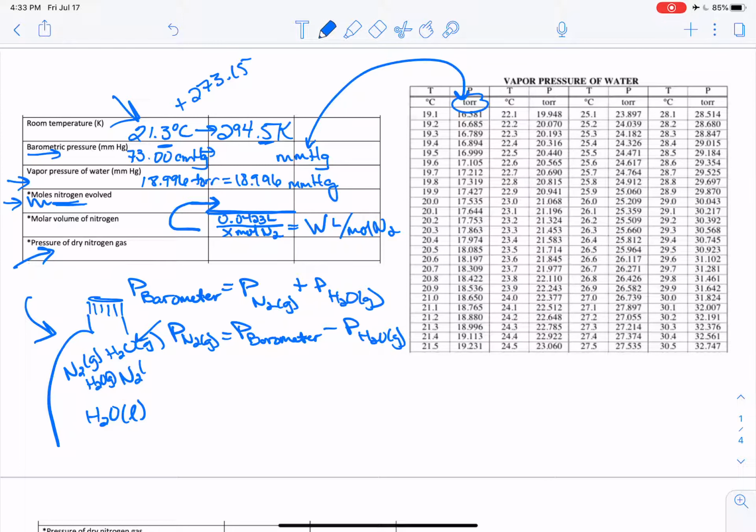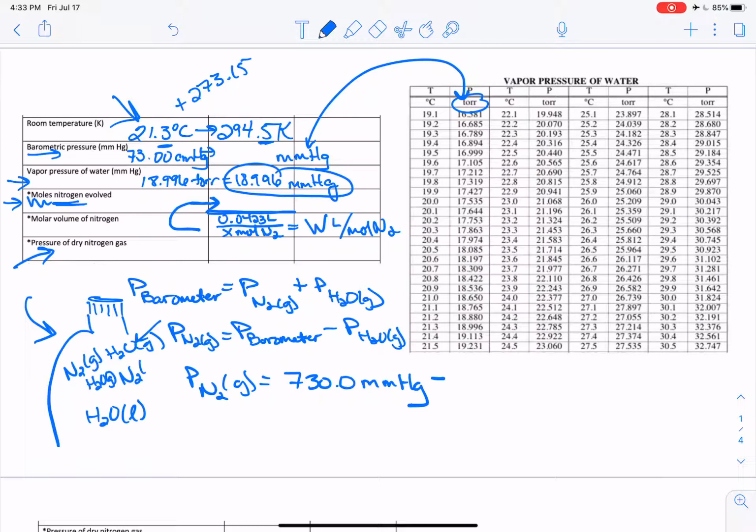Okay, so the pressure of the nitrogen gas is going to be the pressure of the barometer, and say we got 730 millimeters of mercury from our barometer. We would subtract this value right here.